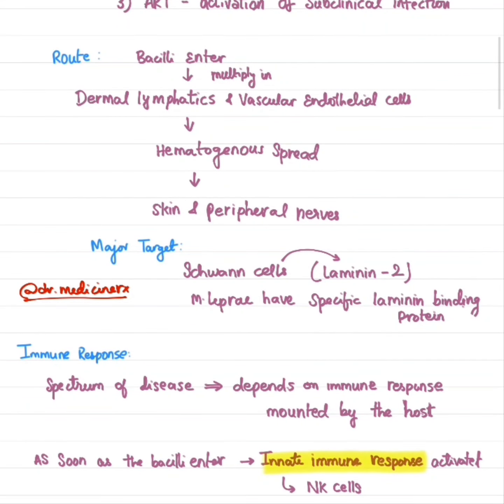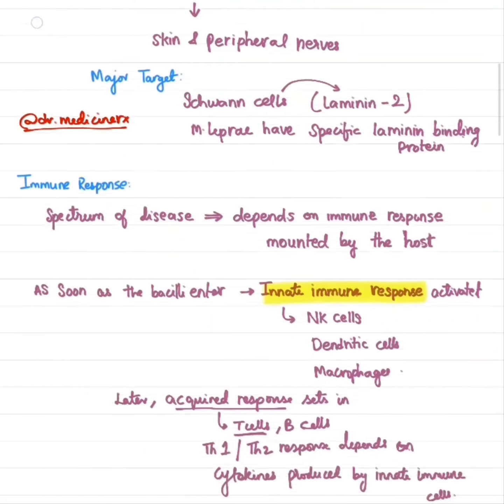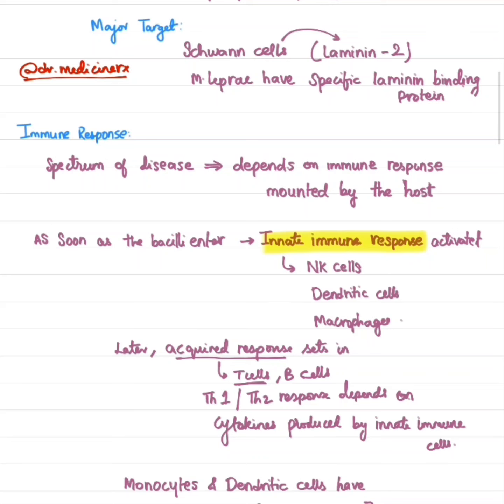So as soon as the bacilli enter the body, they multiply in the dermal lymphatics as well as vascular endothelial cells. From there, they enter the circulation and hematogenous spread occurs, and then they are spread to the skin and peripheral nerves. The major target for the leprous bacilli are the Schwann cells present in the peripheral nerves, in that they attack the laminin 2 protein, and M. leprae have a specific laminin binding protein.